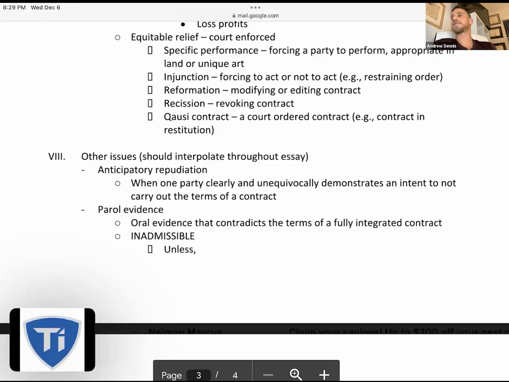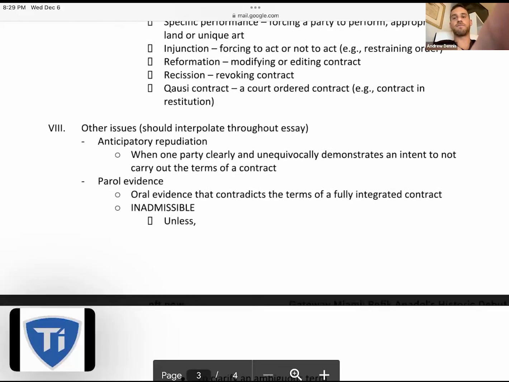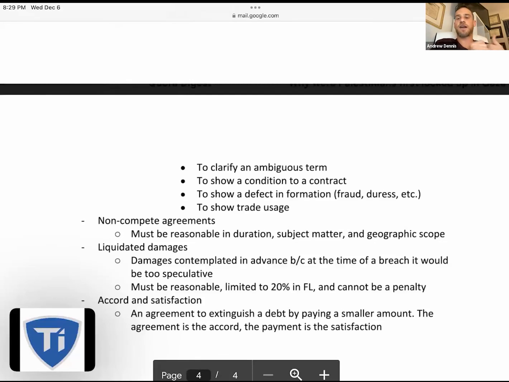Parole evidence, as Grace said, look for parole evidence. Oral evidence that contradicts the terms of a fully integrated contract is inadmissible unless it's to clarify an ambiguous term, to show a condition of contract, to show a defect in formation like fraud, duress, etc., or to show trade usage. So here we have a written, fully integrated contract, but now we want to give evidence of the conversation they had on the phone.